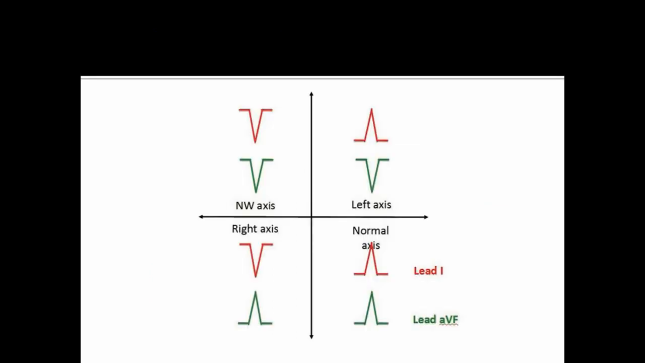There is another method. If in lead 1 and AVF QRS complexes are upright, this is normal axis. If in lead 1 it is down and in lead AVF it is up, it is right axis deviation. And if in lead 1 it is upright and in lead AVF it is downright, it is left axis deviation. And if both of these axes are downright, then it is extreme left axis deviation.